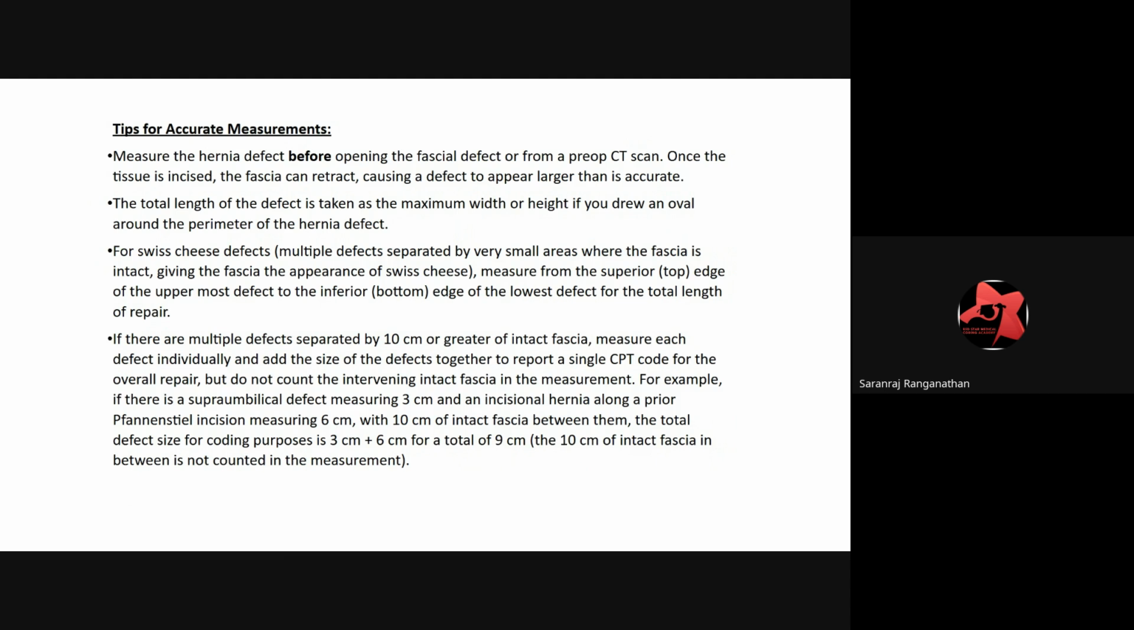So the total length of the defect is taken as the maximum width or height, as if you drew an oval around the perimeter of the hernia defect. Already I told. So which one is the highest length of that particular hernia? That one should be calculated.